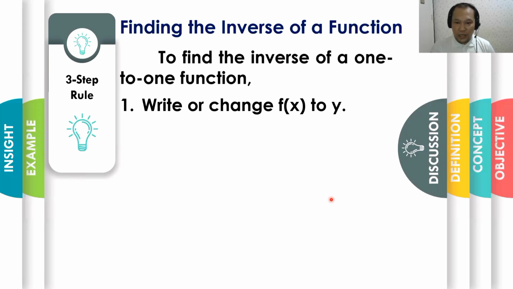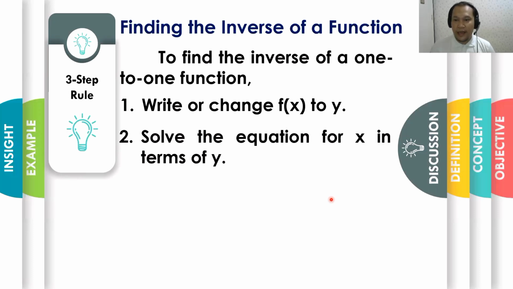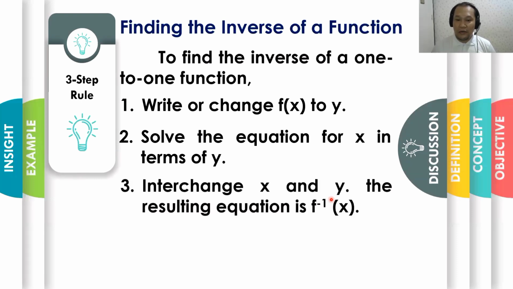And then after changing or writing f of x to y, you have to solve the equation for x in terms of y. Okay? And then after you solve the equation for x in terms of y, you have to interchange x and y. And the moment that you interchange x and y, the result will be expressed as an inverse function. That is, you have to use f raised to negative 1, open and closed parentheses, x. That is the inverse of a function in terms of x.